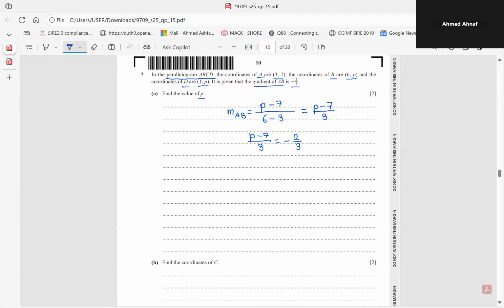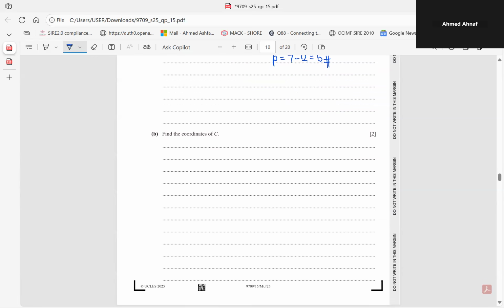Okay, now let's cross multiply. So this is 3 times (p minus 7) equals minus 2 times 3. Now we can divide by 3 on both sides. So we get p minus 7 equals minus 2. Then you'll get p equals 7 minus 2, which is 5. So this is our final answer for this part. Let's head on to the next part.